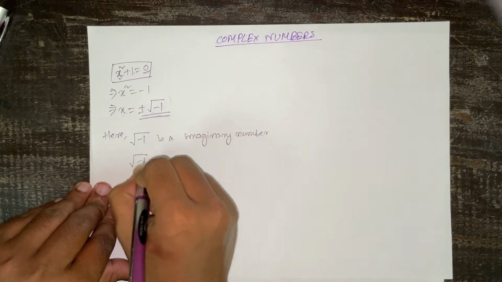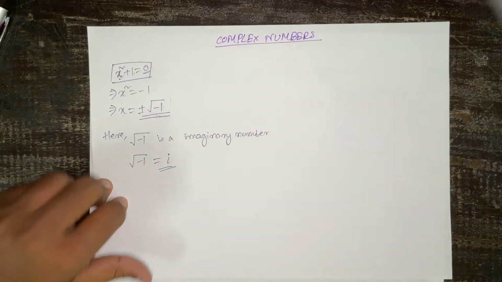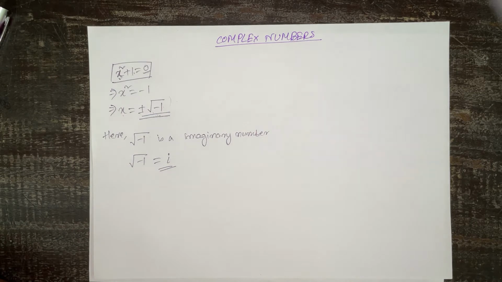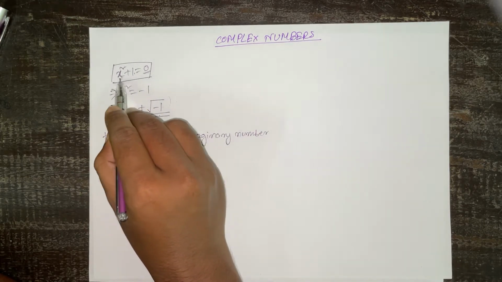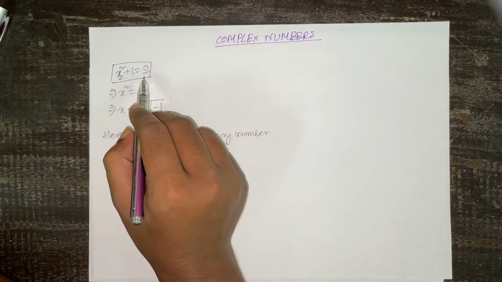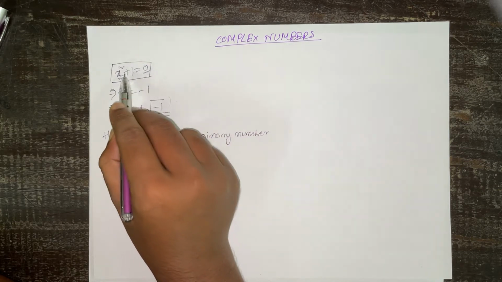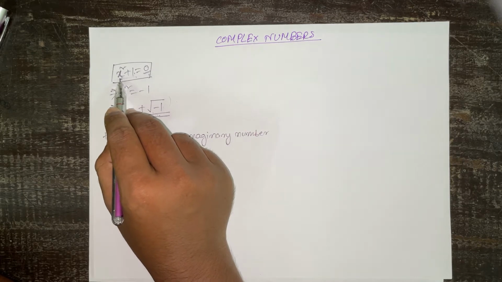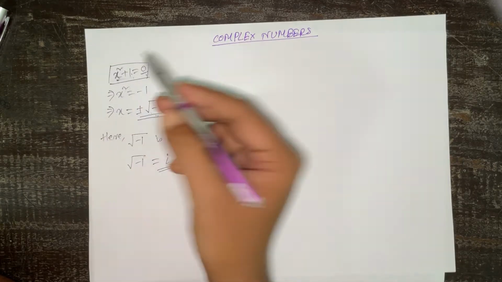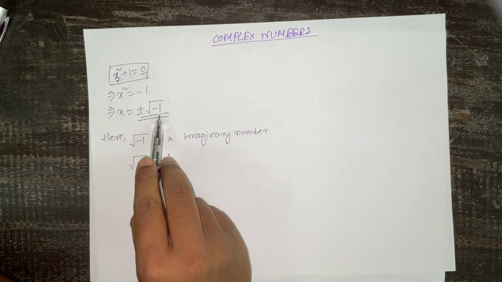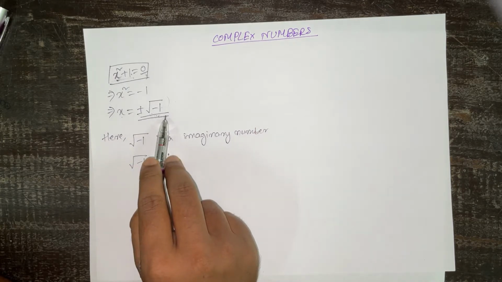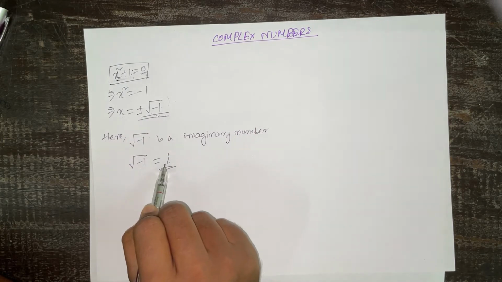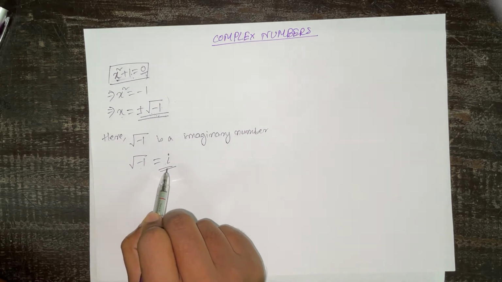And this root over minus 1 is taken as i. So i is the imaginary number. What is the value of i? Value of i is root over minus 1. Why is it imaginary? Because for any real number, this equation is just not possible, because you cannot add two positive numbers to get 0. So the value of x cannot be real, so it has to be imaginary. And this imaginary value is root over minus 1, which we consider as i. So i is an imaginary number.